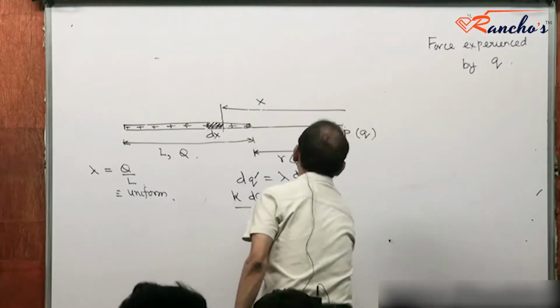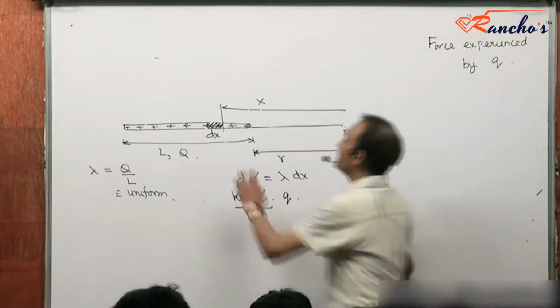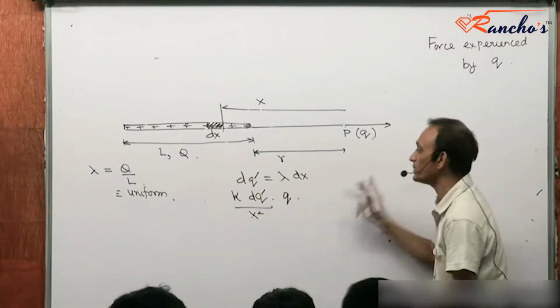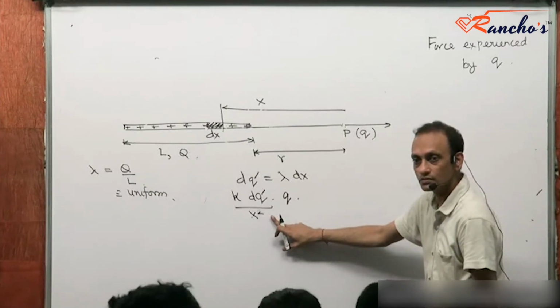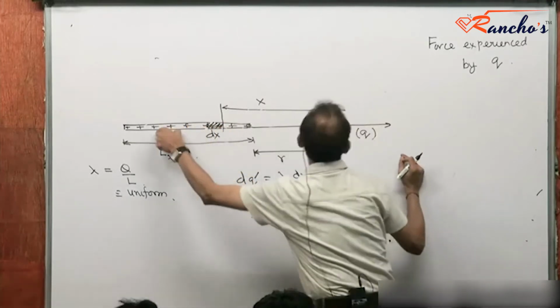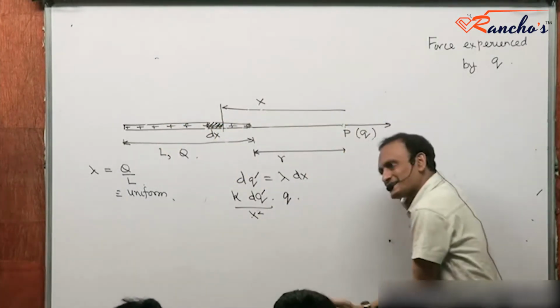This into q would be the force between dq prime and q. Yes or no? And if these are positive charges and q is positive, it's going to be repulsive. That's the force. Yes or no? The total force and forces by different dx's are all in the same direction, so I can add them like I add scalars.